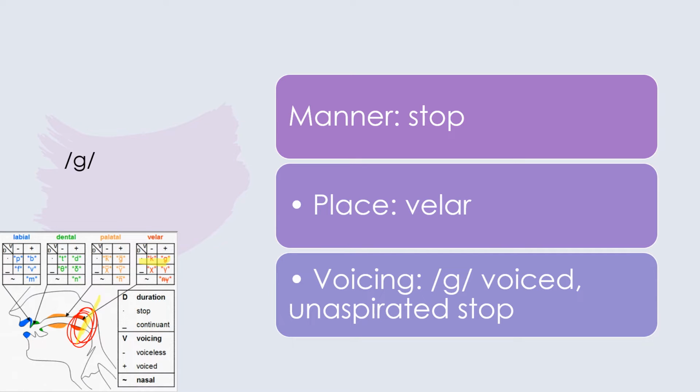Okay, and finally the difference between these guys is the voicing. So G's voicing is voiced. If you want to, put your hand up to your throat and make the G, G, G sound. You can feel your vocal cords vibrating, which is very different from K. So G is voiced, and it is an unaspirated stop, meaning that puff of air can come out at any point as you are pronouncing G.